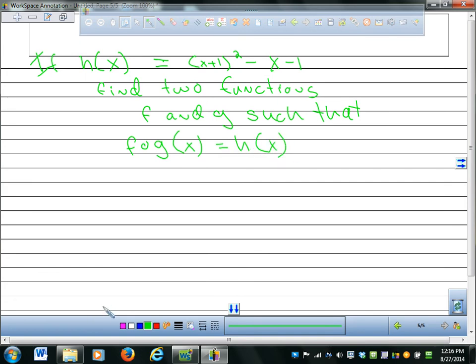Well, so in this case, what you're doing is you're going backwards. So how can I break this into two functions? You have to be kind of clever on this one. Kind of tricky because it's not.